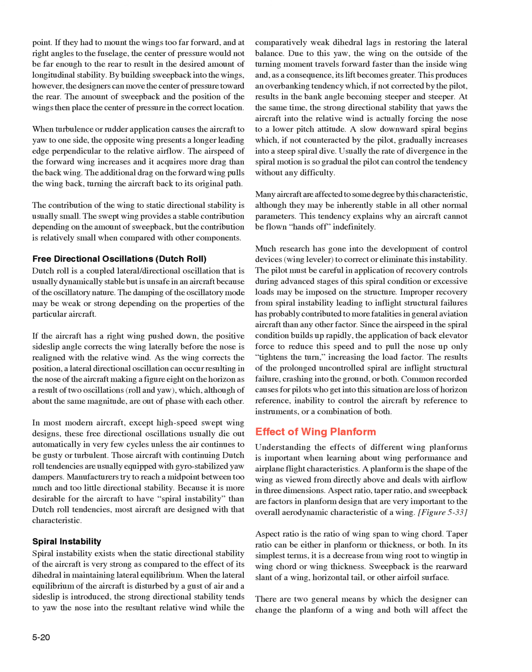If the aircraft has a right wing pushdown, the positive side slip angle corrects the wing laterally before the nose is realigned with the relative wind. As the wing corrects the position, a lateral directional oscillation can occur, resulting in the nose of the aircraft making a figure 8 on the horizon as a result of two oscillations, roll and yaw, which, although of about the same magnitude, are out of phase with each other.